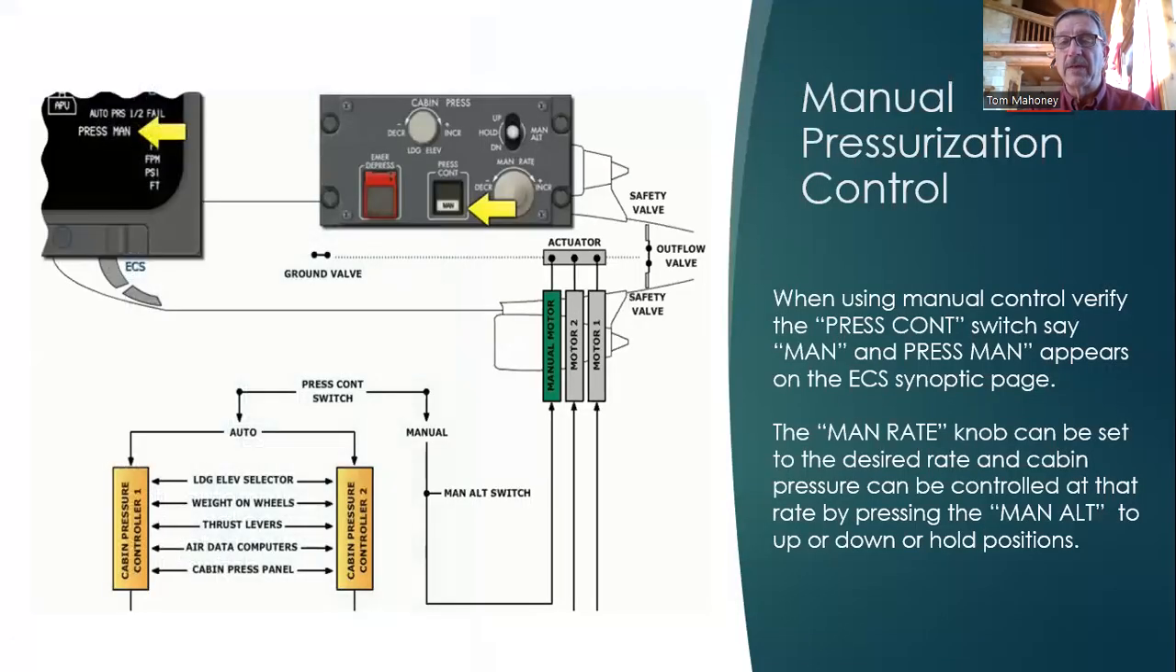So let's talk about manual pressurization. When using manual pressurization, verify the pressure control switch says manual on it, and press manual appears on the ICAS synoptic page. The manual rate knob can be set to the desired rate, and the cabin pressure can be controlled at that rate by pressing the manual altitude selector switch to the up or down position. So what are we really talking about here? Let's zoom in just a little bit here and get a closer look.